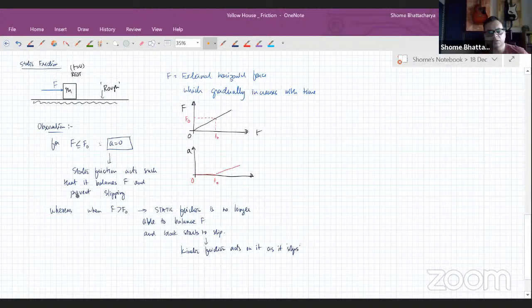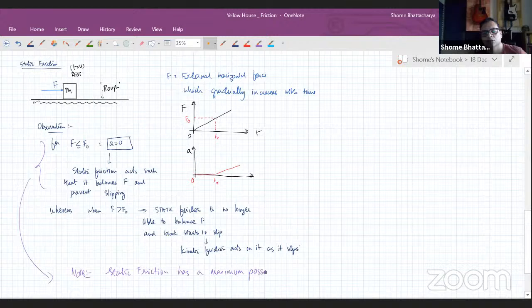Okay, so the inference from this part is that static friction has a maximum possible value up to which it can balance the external force. This value is technically called limiting friction. It's a limit, it's a maximum limit. So we call it the limiting friction. Now, next thing we'll understand what are the factors on which this limiting friction depends.